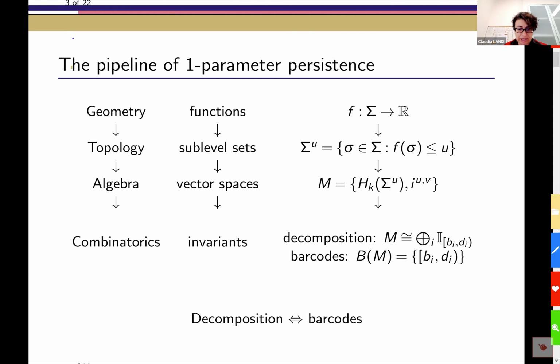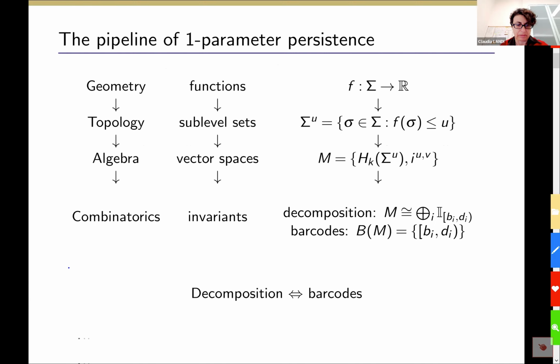And of course, can you see the bottom of my slides, or are they covered? Okay.